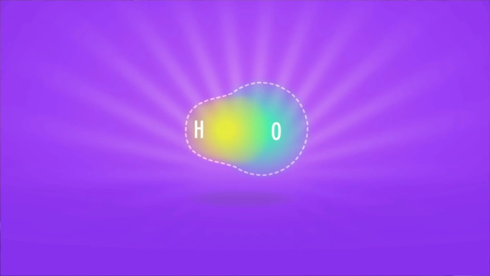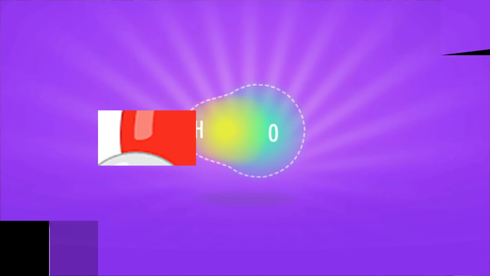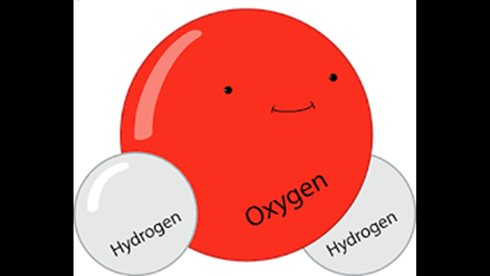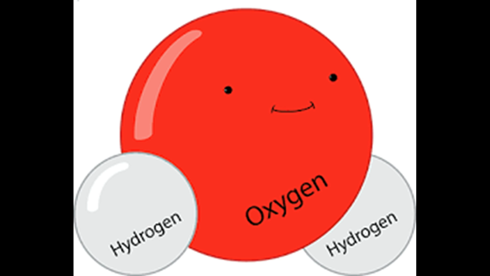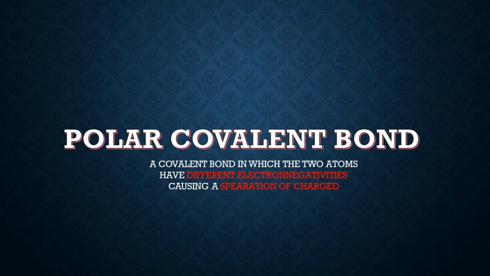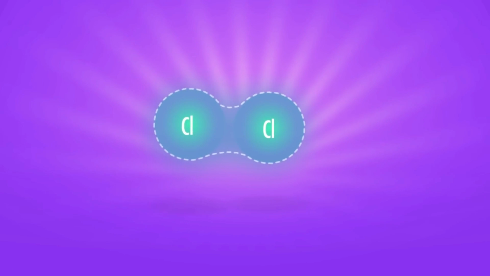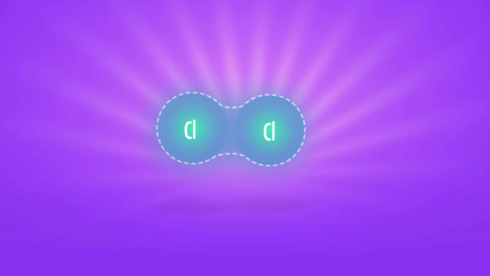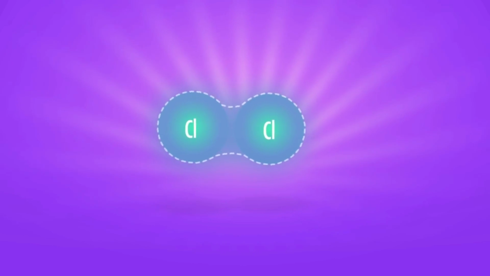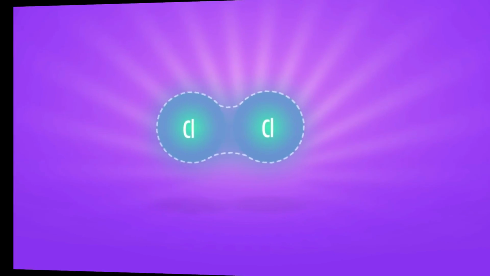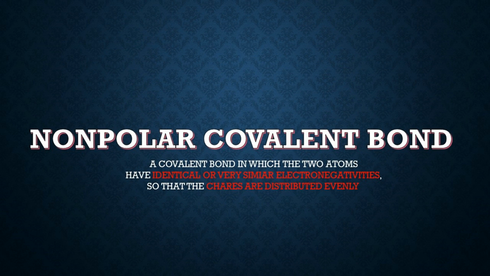And it is this polarity of the molecules, these atoms from H2O, that makes water the most important molecule of the earth. A covalent bond like this, attracted more to one atom than the other, causing a separation of charge, is called a polar covalent bond. However, when a covalent bond is formed between two identical atoms, like the chlorine atoms in the graphs earlier, the electrons are distributed evenly. We call this a non-polar covalent bond.